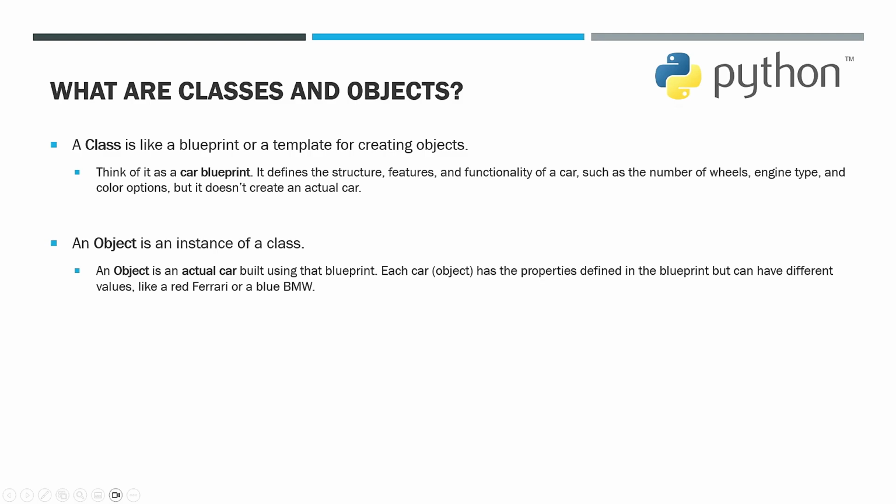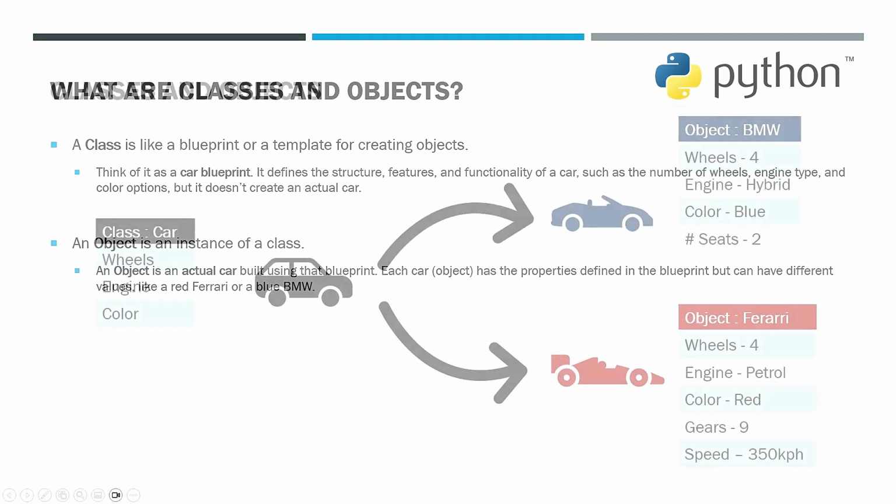An object is an instance of a car. An object is an actual car built using a blueprint. Each car has the properties defined in the blueprint, but can have different values, like a red Ferrari or a blue BMW. Let's understand this with the help of an example.